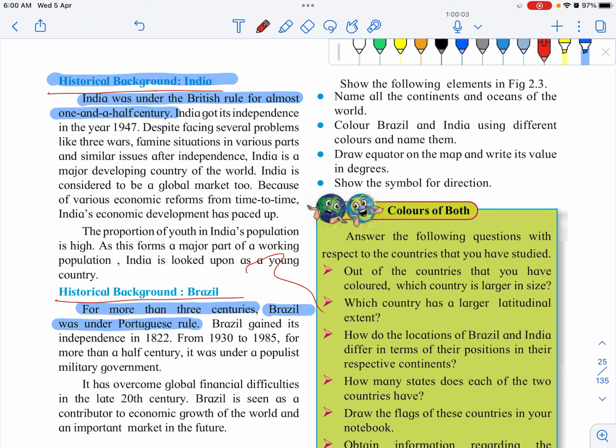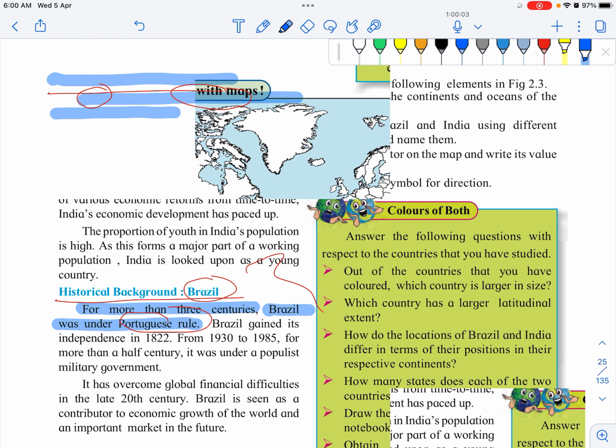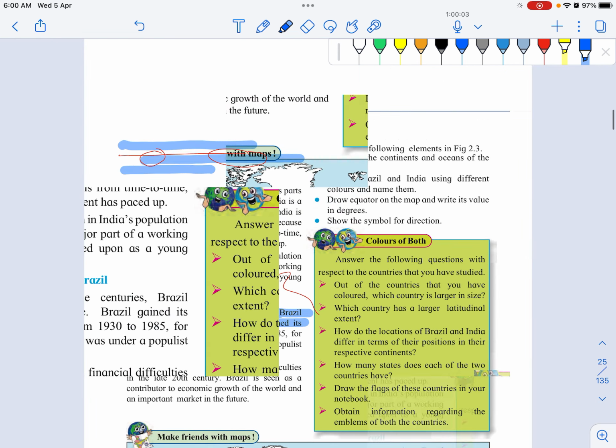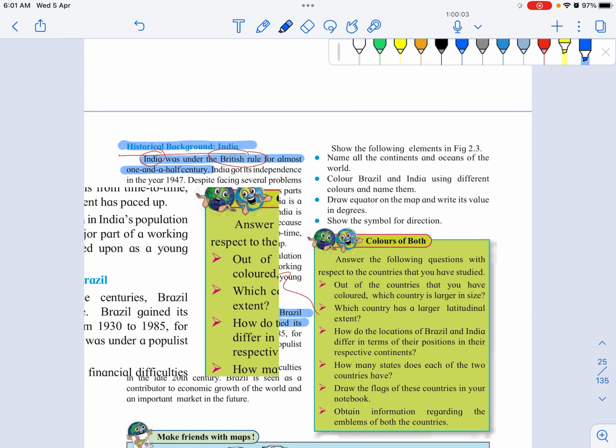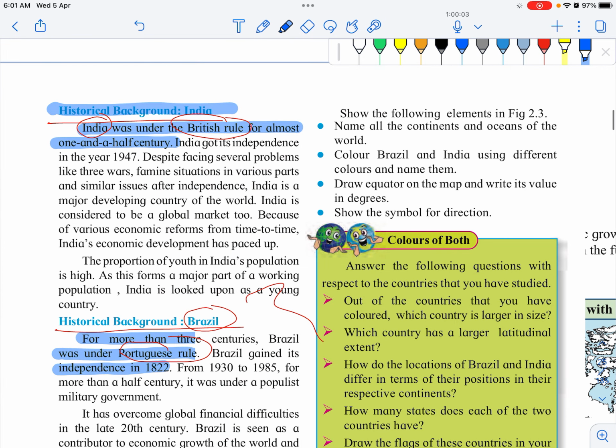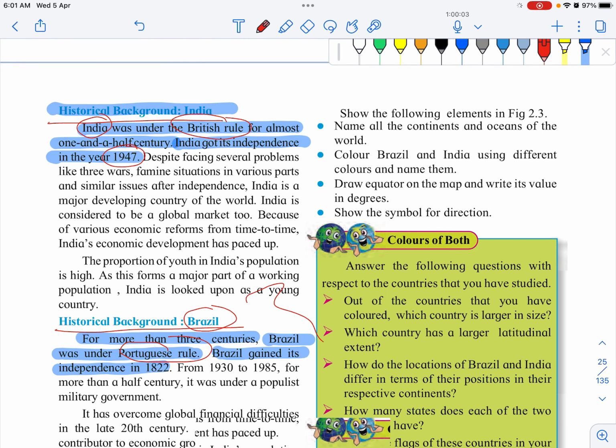The first difference is India was under British rule and the Portuguese ruled Brazil. The next difference is Brazil gained its independence in 1822, and we all know that India got its independence in 1947. So this is the second difference. India got independence in 1947. Brazil got its independence in 1822.